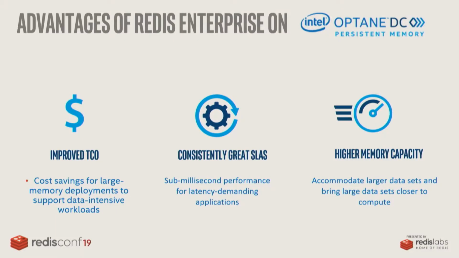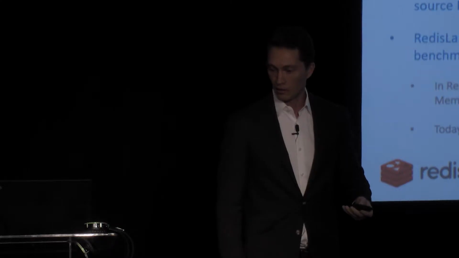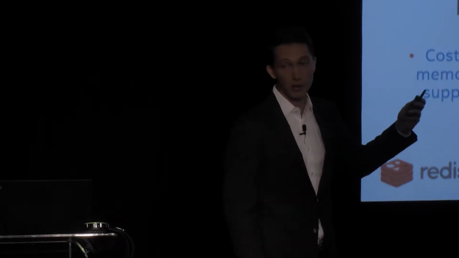So what are some of the benefits that you can see with Redis Enterprise? Improved total cost of ownership. As I mentioned, this memory is cheaper, especially for large deployments. As Ishtaf mentioned, we're going to terabytes and petabytes of deployment. If you're using megabytes, that's not for you. If you're using large deployments, you will see benefit. Consistently great SLAs: you will see in my demo, we're able to do upwards of 1 million transactions per second at sub-millisecond latency for large data sets, and higher memory capacity.